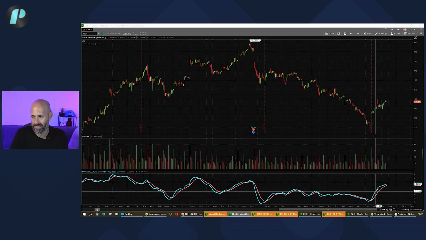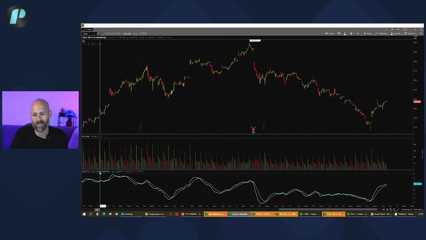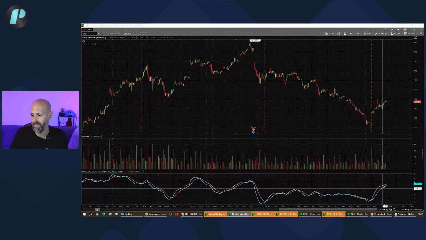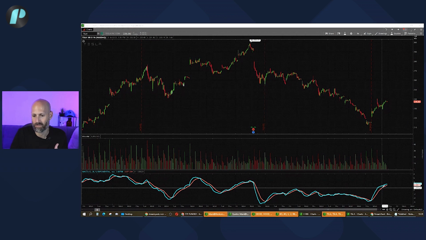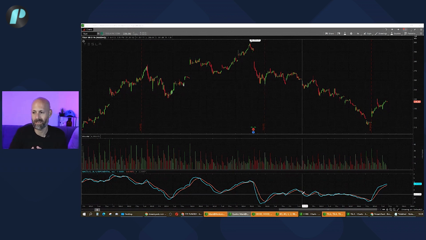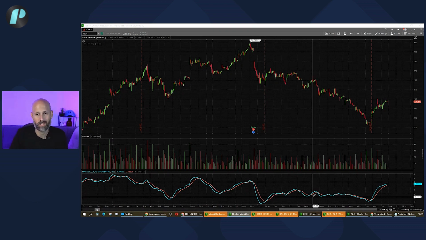And as you can see, that's the blue line. The other one is the signal line. That's the 9 EMA, exponential moving average. And that's the red line that you can see right here. So basically, the MACD comes from the chart, calculated numbers from the chart, and just shows it to you visually, much easier to look at, obviously.